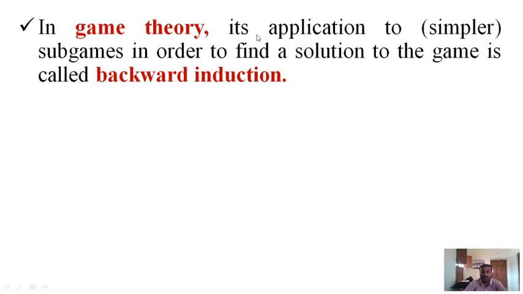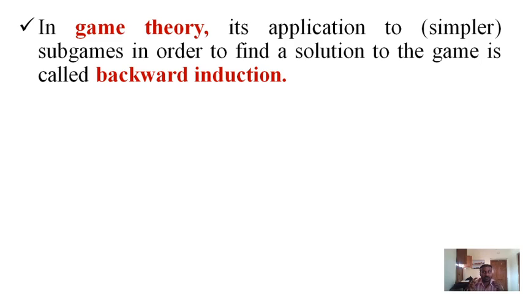In game theory, its application to subgames in order to find a solution to the game is called backward induction. That means, in game theory, to solve the game problem, we apply backward chaining, dividing the game into subgames in order to find the solutions to the games. So always in the DBMS we discussed normalizations.